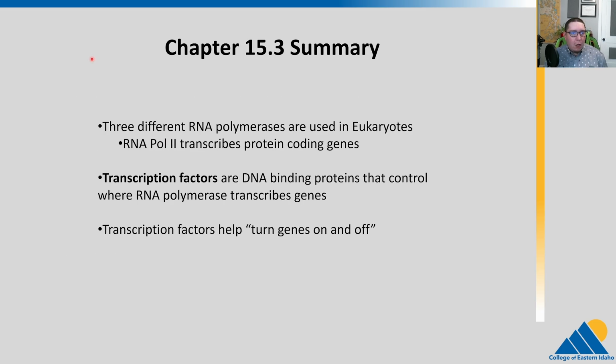So we said there's a few differences in eukaryotes. We saw there are 3 different RNA polymerases used for transcribing the different types of genes. We looked specifically at RNA polymerase II, which is transcribing protein coding genes into mRNA. We have transcription factors. Those are DNA binding proteins that control where RNA polymerase is transcribing genes. And these transcription factors are helping to turn on and off the genes. So they're both positive and negative regulators.